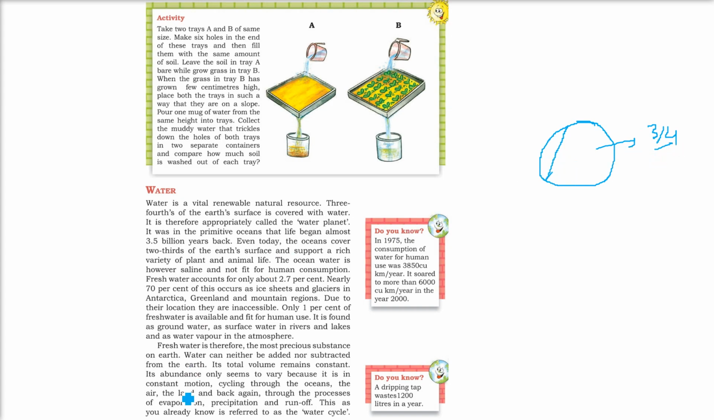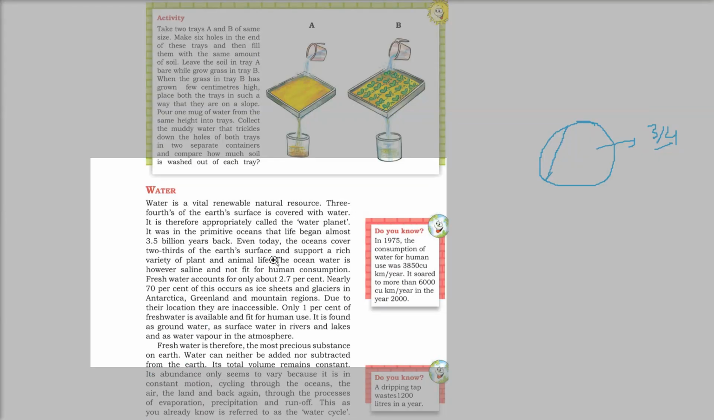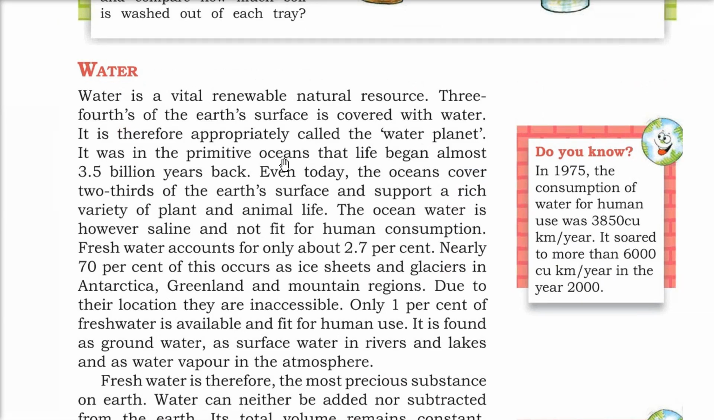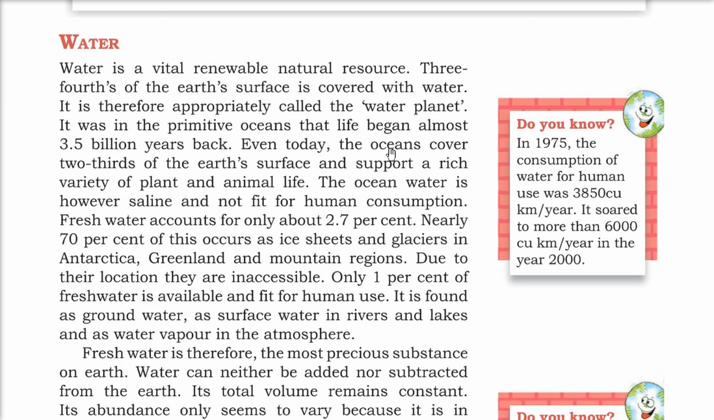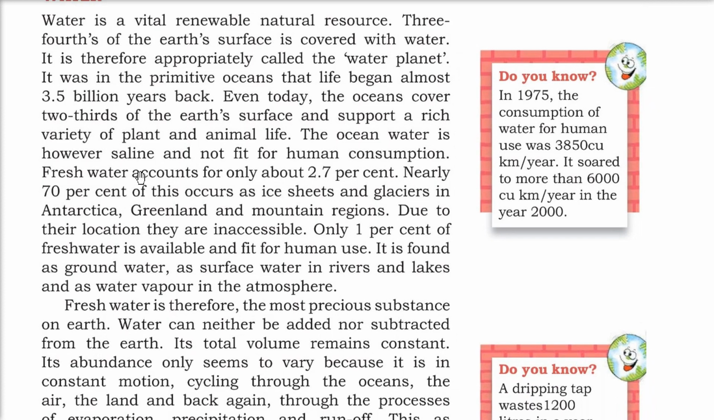And if you are aware that life started from oceans only, the primitive ocean, that life began almost 3.5 billion years back, and we have all come from water only. The ocean water covers 2/3 of the Earth's surface, and there are various flora and fauna, that is aquatic plant and animal life. But the ocean water is saline, that is, it has all the salts and minerals in it, so we cannot drink it. It is not fit for human consumption.